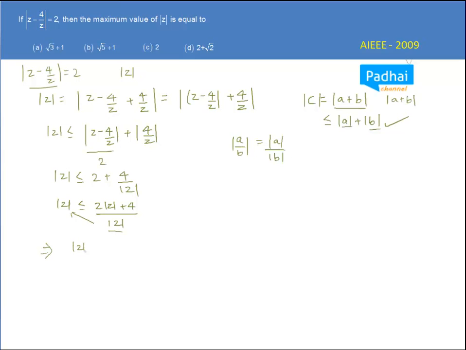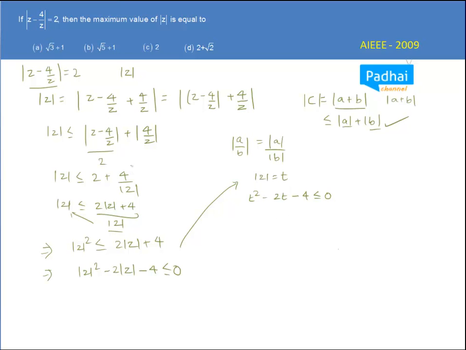So this will be mod z square less than or equal to 2 mod z plus 4, and you see this becomes a quadratic in mod z. So this will be minus 4 instead of plus 4 when moved to the other side. The answer lies in this quadratic inequality. You can put mod z equal to t, which is very easy. So this becomes t square minus 2t minus 4 less than or equal to 0.